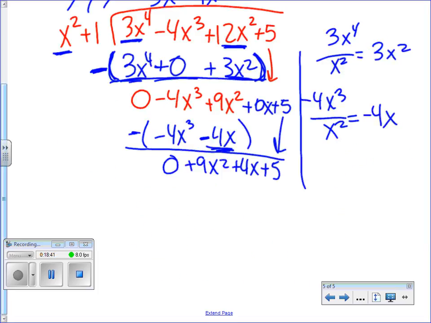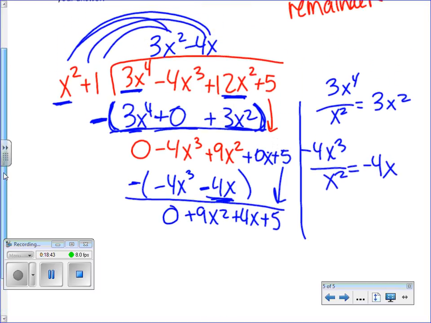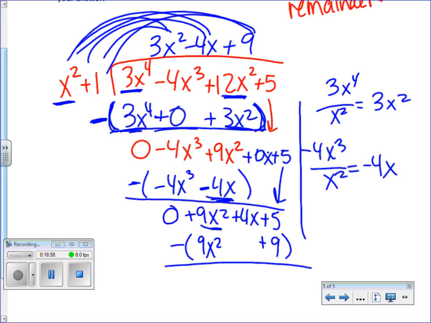So now I have to ask myself, how many times does x squared go into 9x squared? It goes in 9 times. 9 times x squared is 9x squared. 9 times 1 is plus 9. I'm going to make that line up with the 5. I'm going to put my parentheses around that, and I'm going to subtract. I'm going to put a 0 here as a placeholder. 9x squared minus 9x squared is 0. 4x minus 0 is just 4x. 5 minus 9 is negative 4.